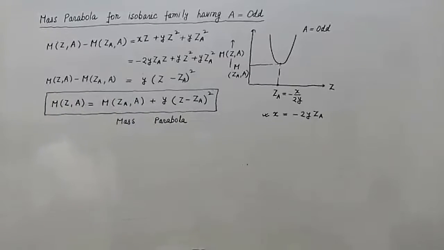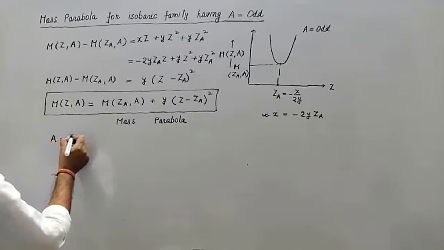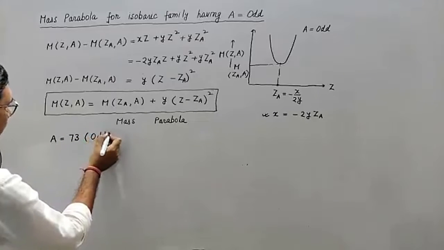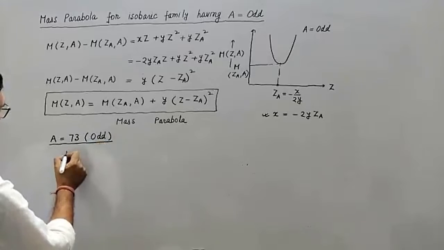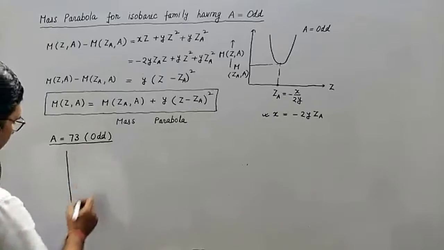So I am choosing A equal to 73, which is an odd number. Now I am drawing the mass parabola for this type of isobaric family.